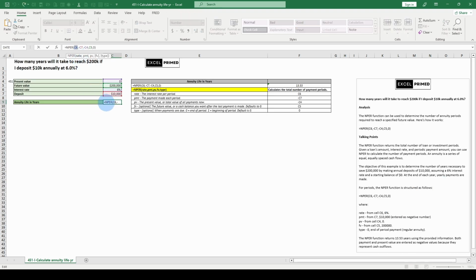C6, rate, interest rate, 6%. C7, payments, negative 10 grand. Why? Because you're depositing this money. Present value, right here, PV, 0. Why? Because we are receiving something in the future.